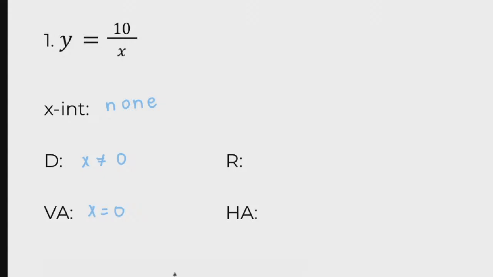So the degree of the numerator is 0 because we don't have an x, or we have an x to the 0 power, which is 1. And then in the denominator, we have x to the first power. So the degree of the numerator is 0 and the degree of the denominator is 1. So since the degree of the numerator is smaller than the degree of the denominator, the horizontal asymptote is going to be at y equals 0.